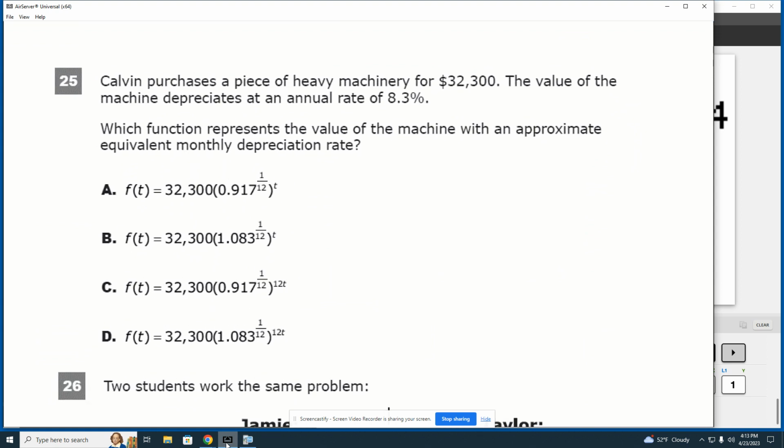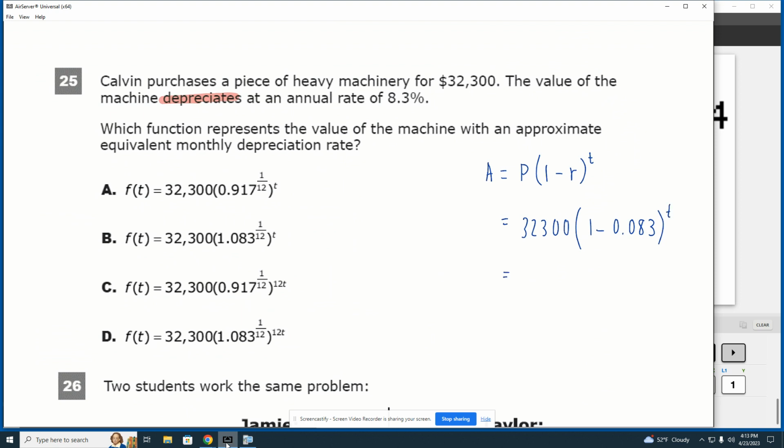Number 25. Calvin purchases a piece of heavy machinery, $32,300. The value of the machine depreciates. Depreciates is on your formula sheet. On your formula sheet, it says A equals P times 1 minus R to the T power. So here we go. P is your principal amount, $32,300. And then it's 1 minus your rate, that's 0.083. Remember, move it 2 decimals to the left, and that's raised to the T power.